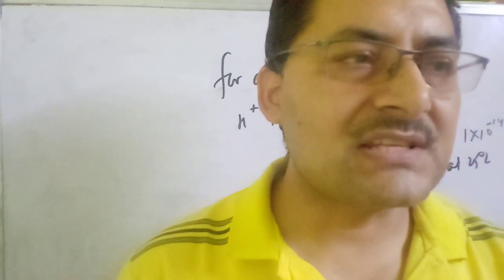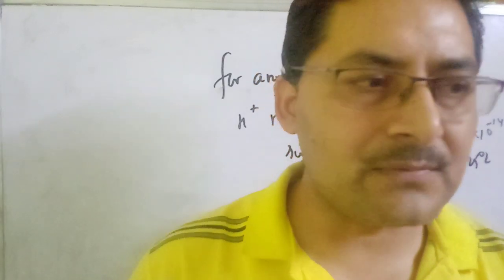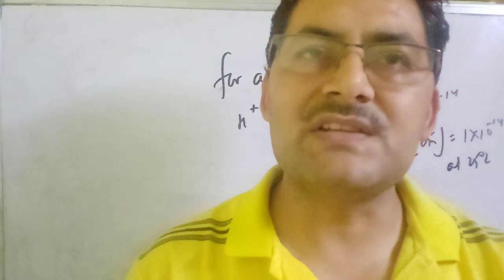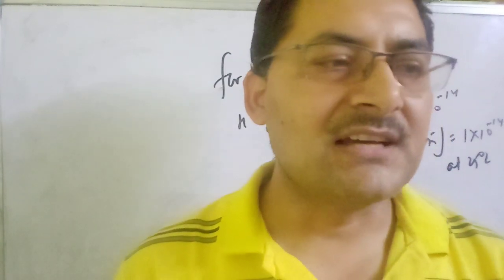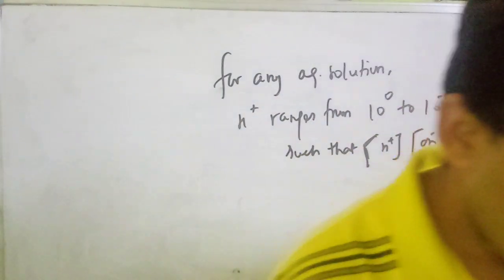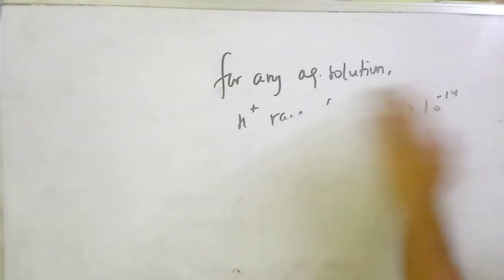Ionic product of water is equal to H plus times hydroxide ion in the ionic equilibrium state when water ionizes itself, which is equal to 1 into 10 to the power minus 14 at 25 degrees centigrade. So this is the concept of autoionization of water. Okay, students, I think you understood about the autoionization of water.